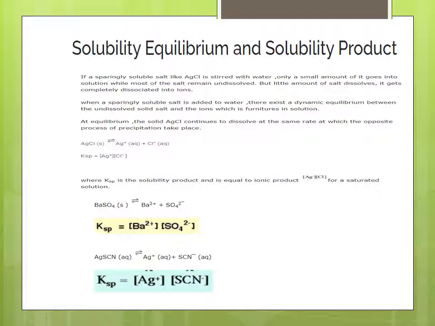Now BaSO4 solid dissociates as barium ion Ba2+ and sulfate ion SO4 2-. So Ksp will be the molar concentration of barium ion multiplied with the molar concentration of sulfate ion. Similarly, with silver thiocyanate AgSCN, we can also write its Ksp value.